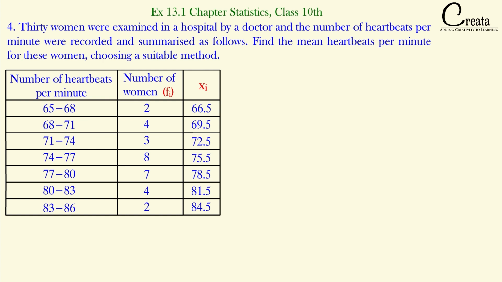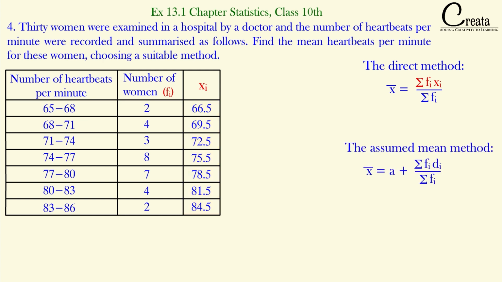Here we can use the first method, that is the direct method, in which we find fi into xi. But here we will not use the direct method. Why? Because if we use the direct method, we have to multiply fi and xi, and the value of xi is big. The data will be large and the calculation will be complex. To avoid this tough calculation, we will not go with the direct method. We will go with the next method, that is the assumed mean method, in which we calculate the deviation. Got it? This approach we will use.